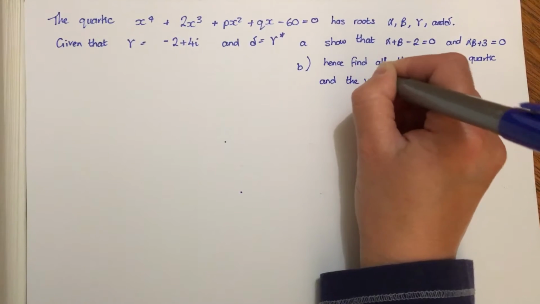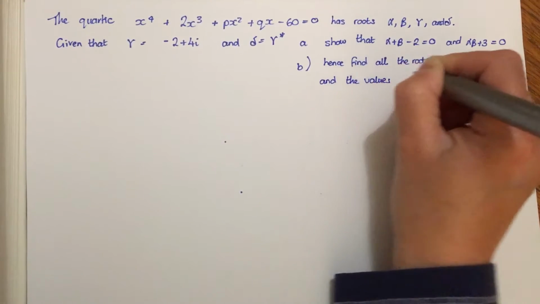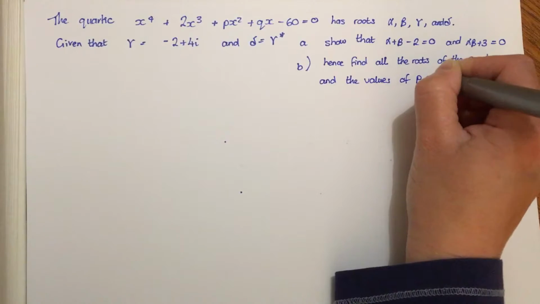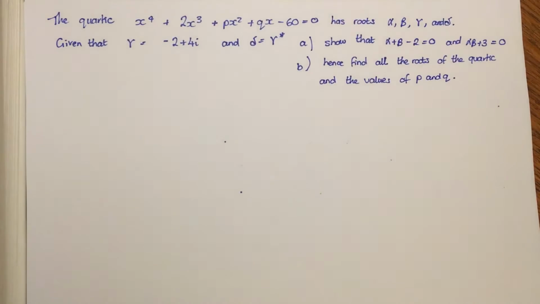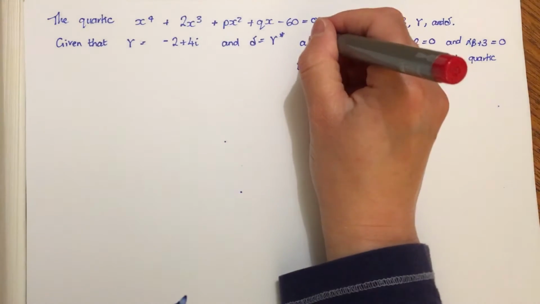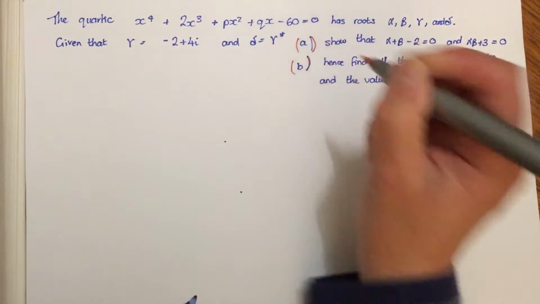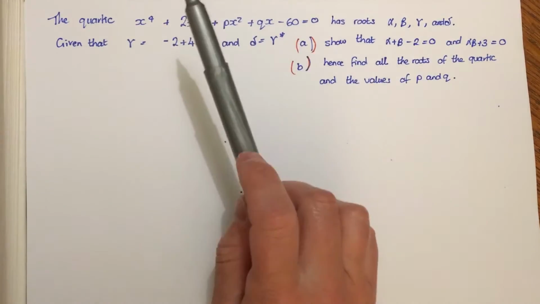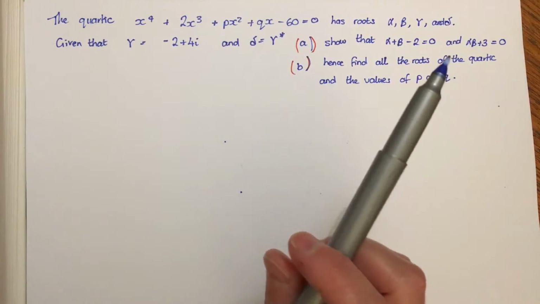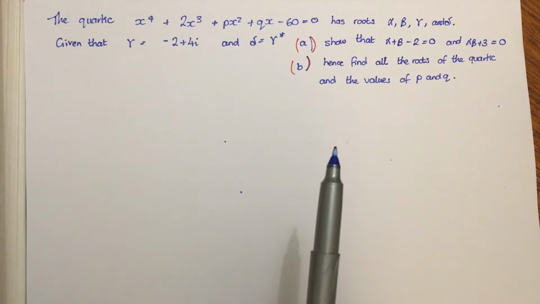the values of P and Q. Okay, so that's what we know. Sorry, I should have written that out before. I forgot. And we're going to work on the new values that we've learned, so all those new identities that we've just learned, to answer this question.